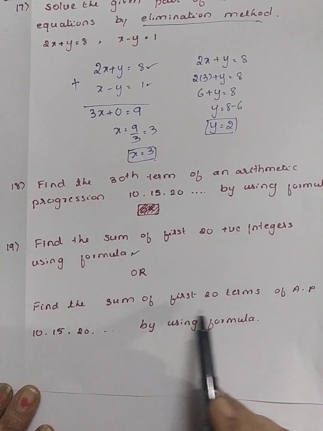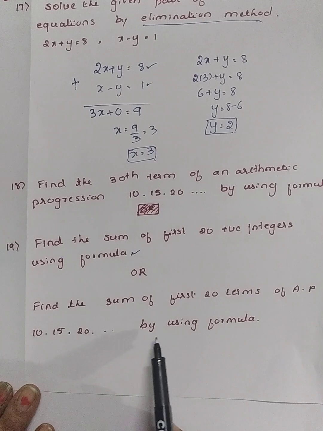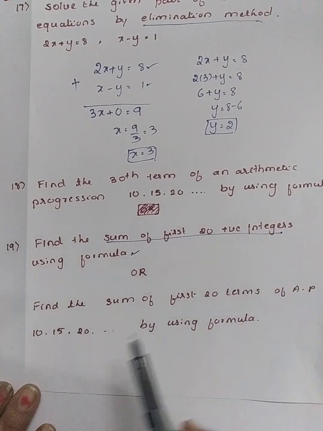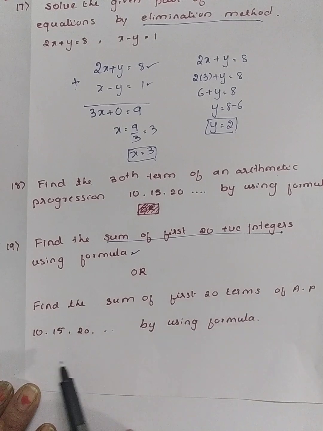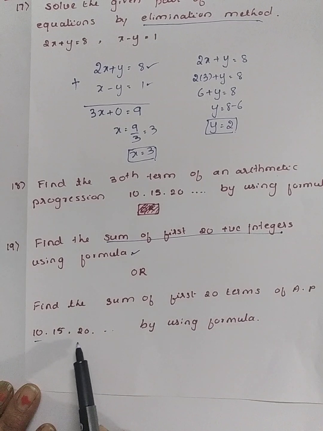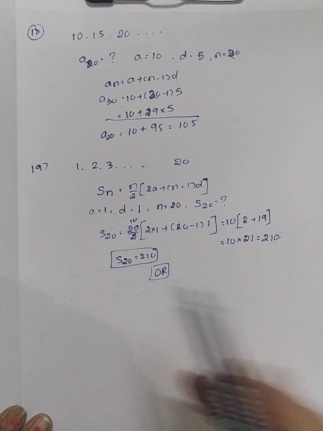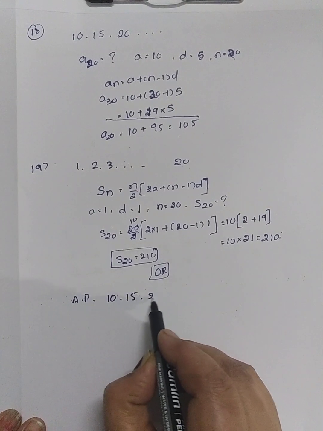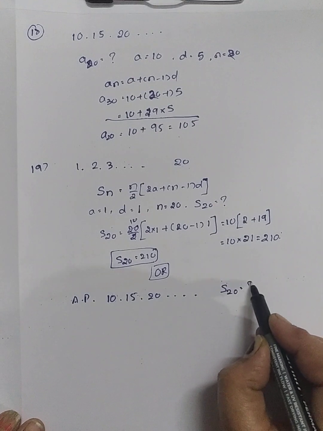You have to find the sum of first 20 terms of an AP 10, 15, 20 by using formula. Here in this question the sum of first 20 terms of an AP is given, 10, 15, 20 like this. So first we will write the arithmetic progression. Given AP is 10, 15, 20 like this.